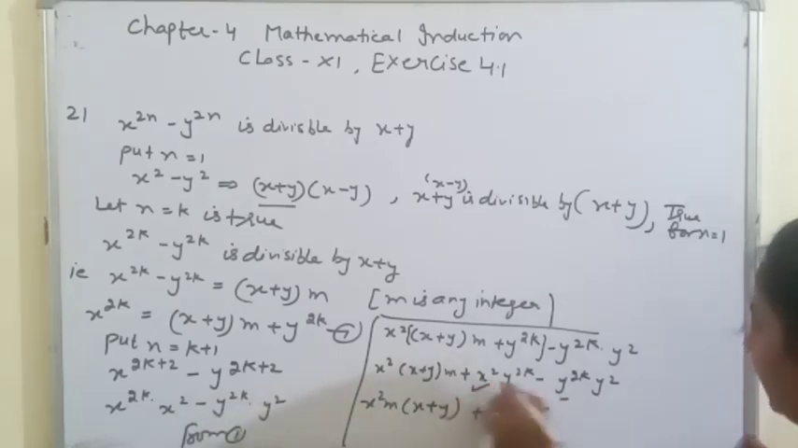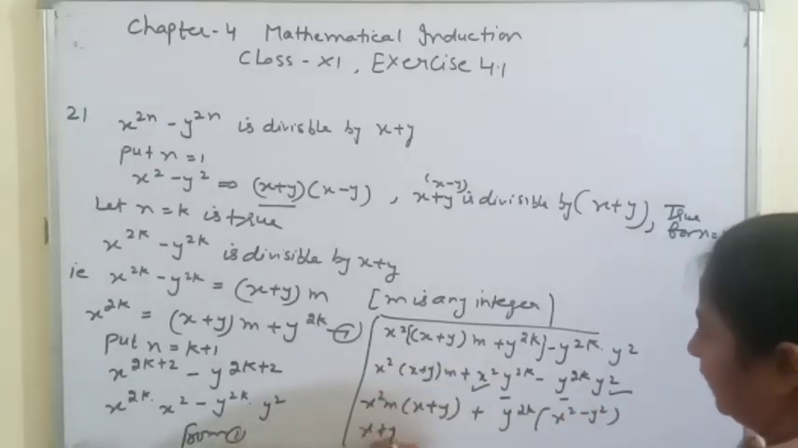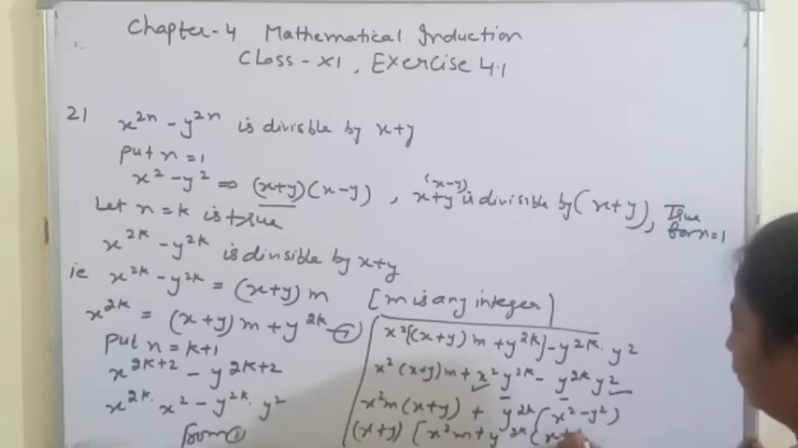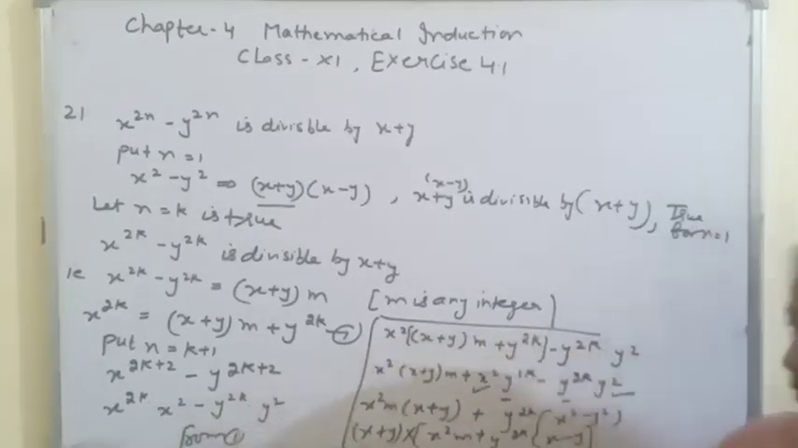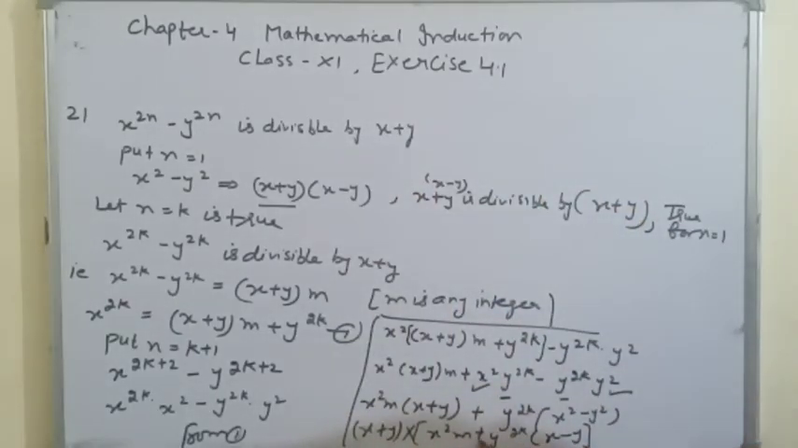What is left with us? x^2 minus y^2. So we can make the factors. We can take x plus y common. What is left with us? x^2 m plus y^(2k) into (x minus y). Now this is x minus y, and this is a multiple of x plus y. So the whole statement is divisible by x plus y. This was question 21.